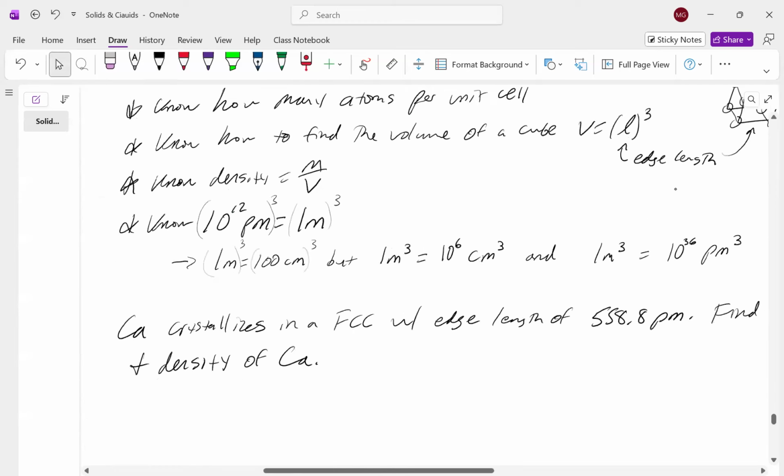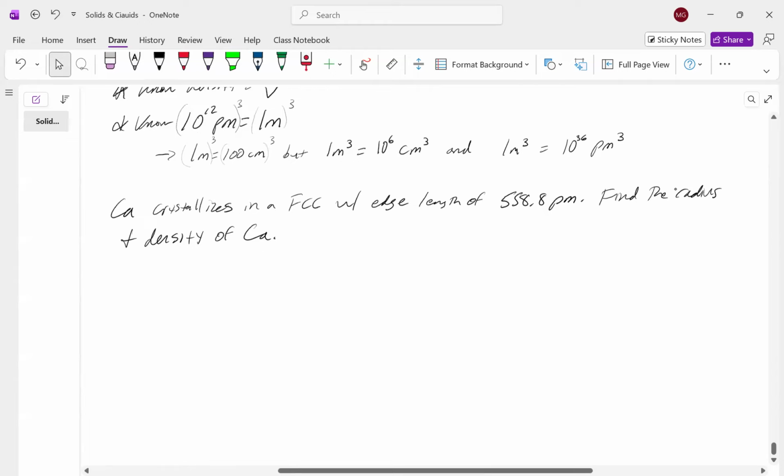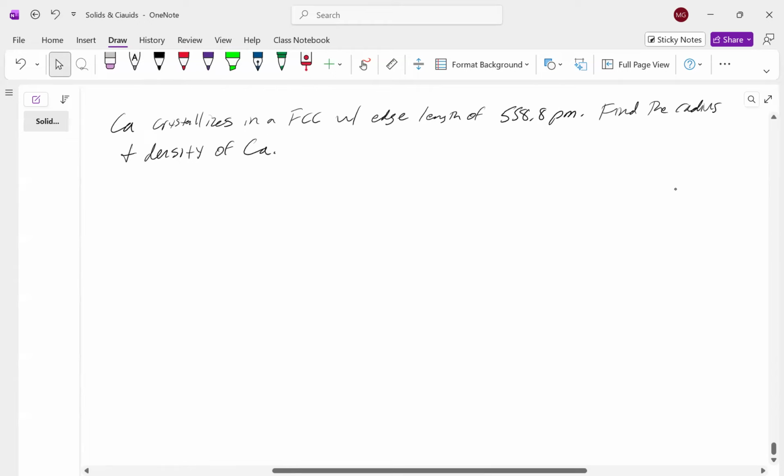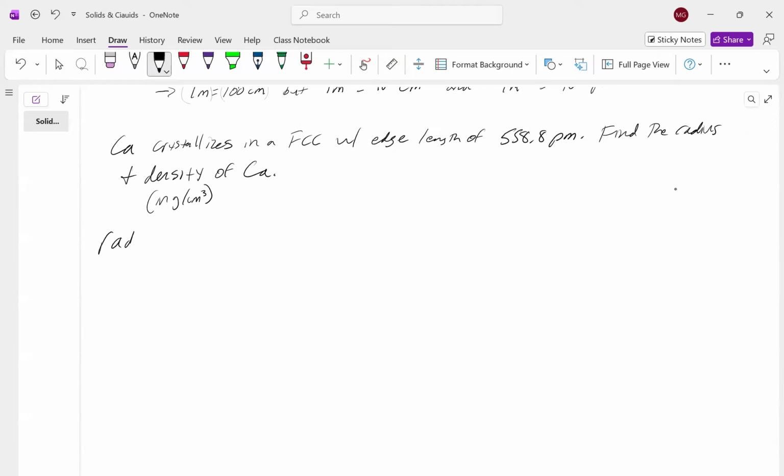So here's example number one. Calcium crystallizes in a face-centered cubic cell with an edge length of 558.8 picometers. Find the radius and density, and I'm going to say in grams per cubic centimeter, of calcium. All right, well, let's just kind of list how we're going to find these things. So how are we going to find the radius?